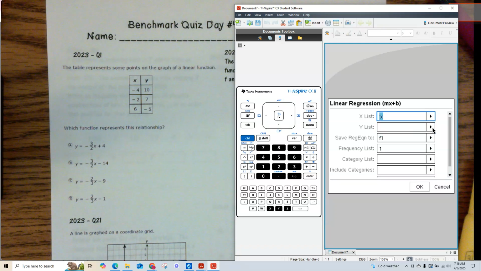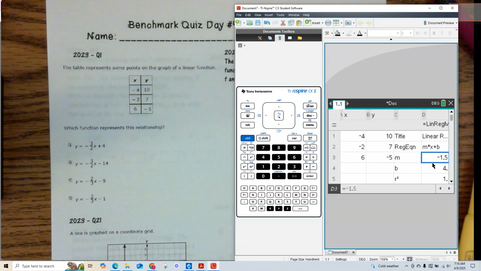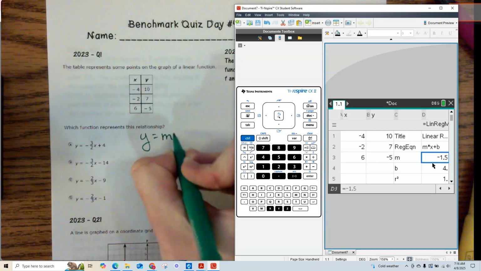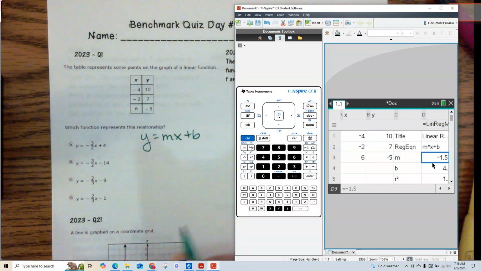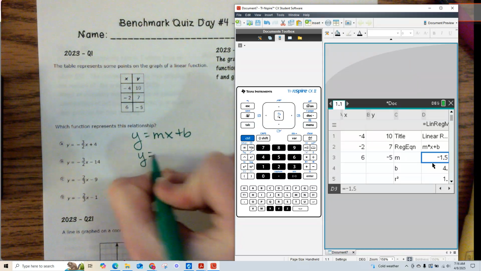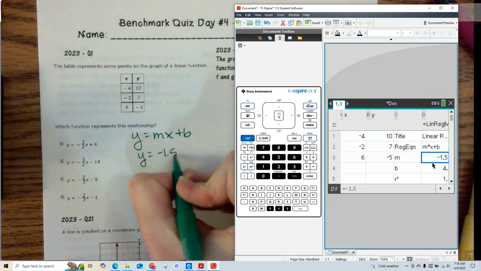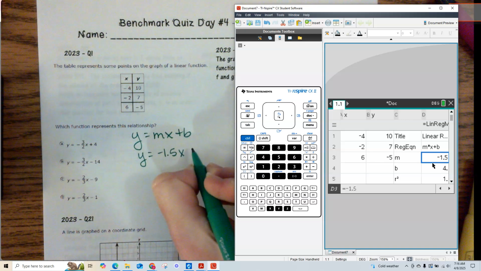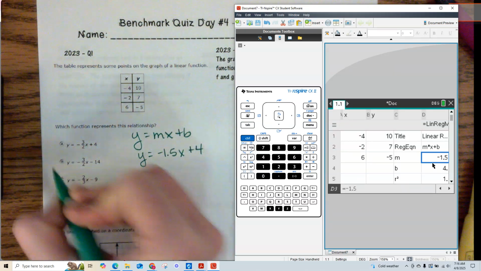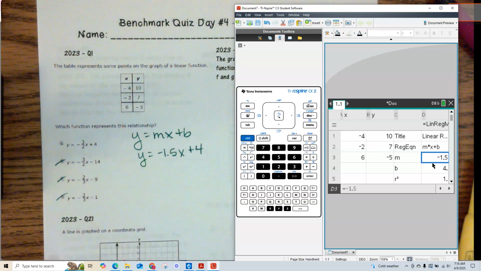Change the X list to X, the Y list to Y, hit OK. Ew, decimals. So I'm going to go ahead and write that down. So slope-intercept form is y equals mx plus b. So the slope is negative 1.5, and the b is 4. Anything that doesn't have a plus 4 on the end is out. Out, out, out. Don't even have to change it.